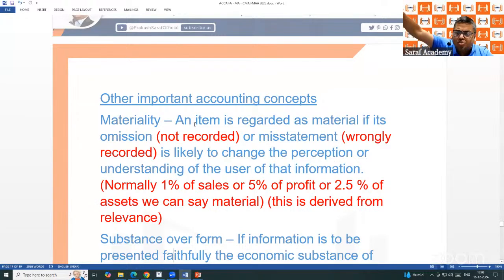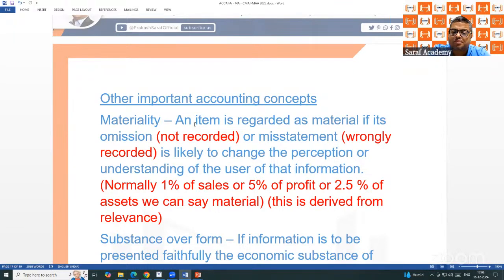We are writing in the notes to accounts a combined figure. Anything which is material, anything which is, you can say, either more than 1% of sales, or more than 5% of profit, or more than 2.5% of the total assets of the company.